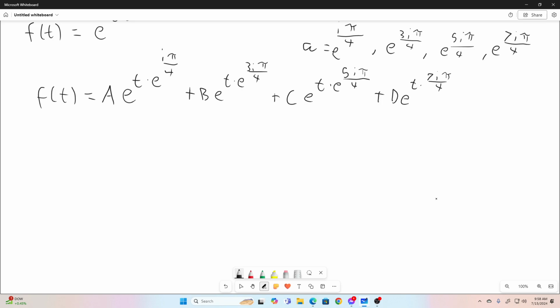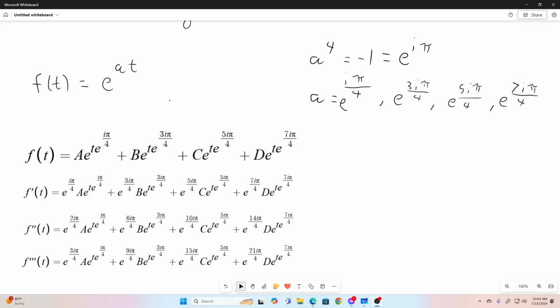I'm going to pause the video right now and fill in f prime, f double prime, and f triple prime, and I'll get back to you when I'm done, and I'll show you what I did. Okay, so I decided to go with LaTeX formatting here. I think this will make it a little bit more clear, but like I said, we found this to be the general form of our f of t.